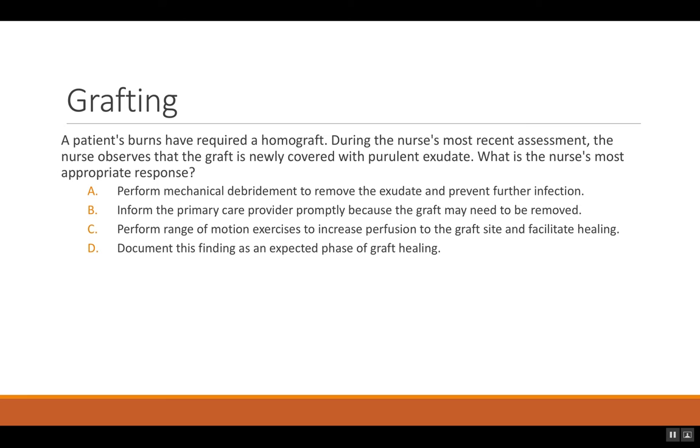Grafting. Patient's burns have required a homograft. During the nurse's most recent assessment, the nurse observes that the graft is newly covered with purulent exudate. What is the nurse's most appropriate response? And the answer is B. Inform the primary care provider promptly because the graft may need to be removed. The purulent exudate, you don't want to see. It's a sign of infection, so it would be something that you would definitely need to report right away.